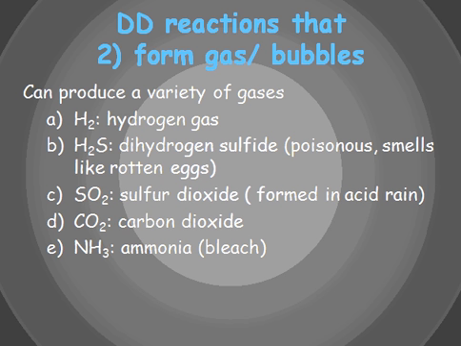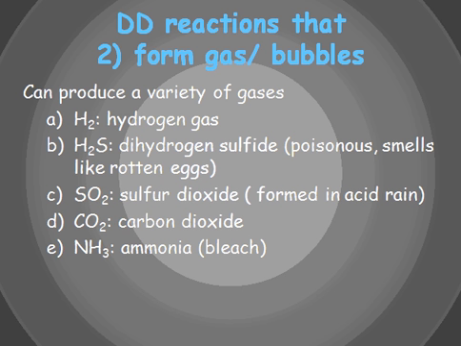You can have double displacement reactions that form gas bubbles. So you can have hydrogen gas, you can have dihydrogen sulfide. That's that nasty smelling gas that students love to put around the school in stink bombs. You have sulfur dioxide, carbon dioxide, and ammonia.